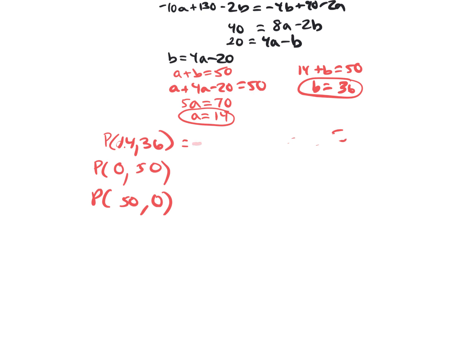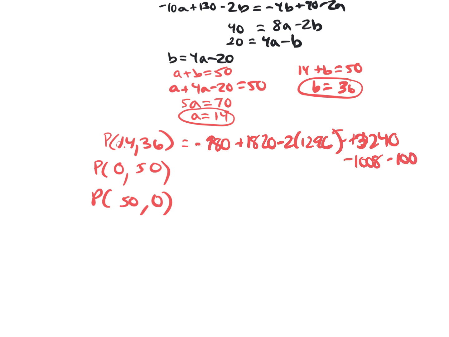But when I did that, let's actually just do it, so you have something you can write down. I need to be on that pen. Yeah, negative 980 plus 820 minus 2 times 1296, and then plus 3240, minus 1008 minus 100, and it ended up being, it just takes so long, 380.